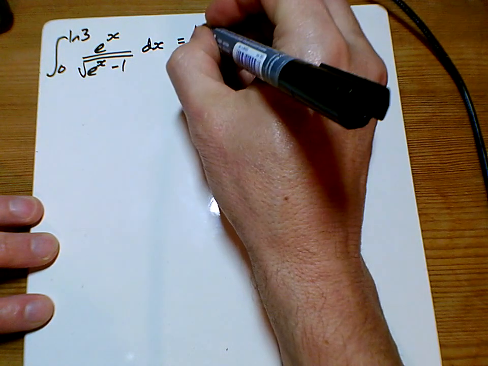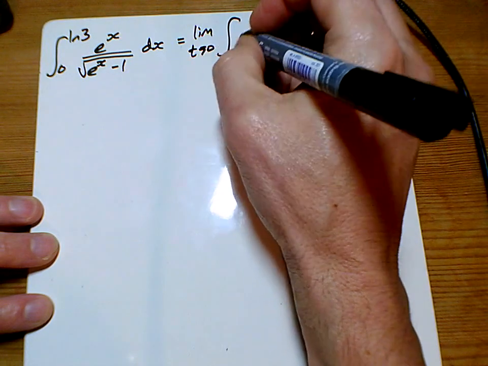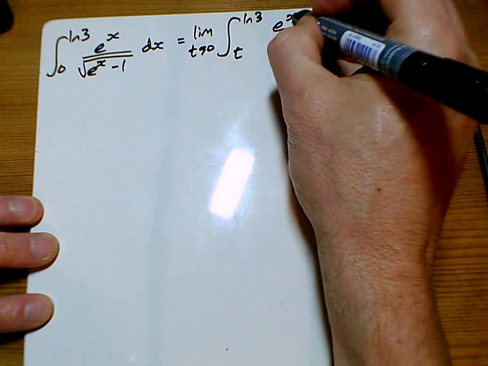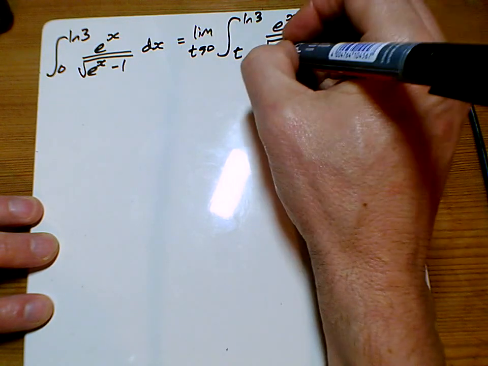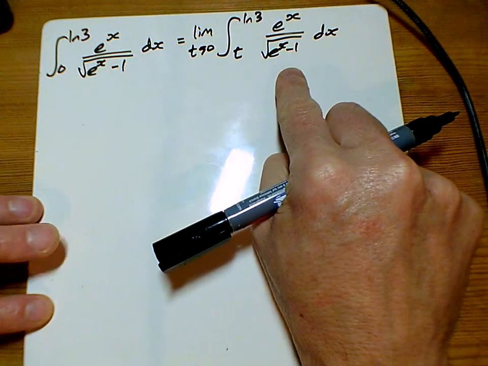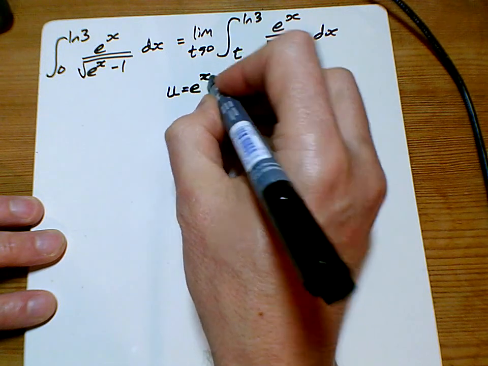So we're going to say the limit as t tends to 0 of the integral between t and ln 3 of e to the x over the square root of e to the x minus 1. Again, you might be a bit worried about this one here, but it's another nice little substitution. Let u equal the bit in the bracket there.